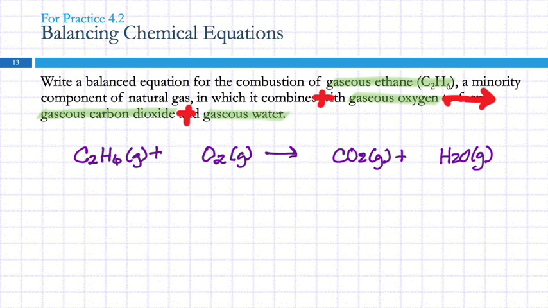Well, let's start looking at this. I've got a total of 2 carbons on the left, yes? And I have 1 carbon over here. So I could fix that by putting a 2 here. Now I've got 2 carbons and 2 carbons. Next I can look at the hydrogens. There's 6 hydrogens here. And I have 2 hydrogens in this water molecule. So how many water molecules do I need so I can have 6 hydrogen atoms? 3.